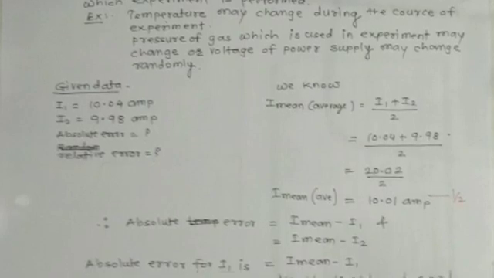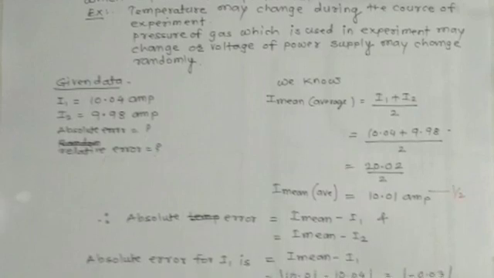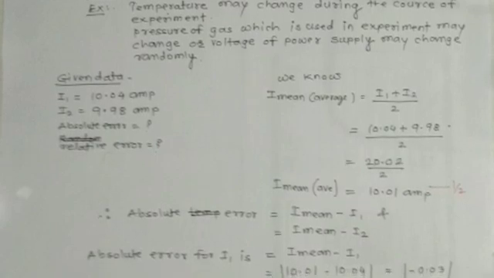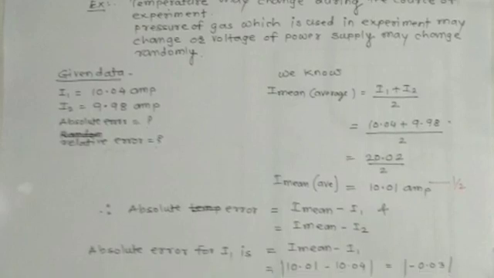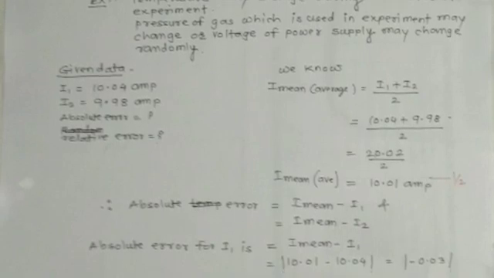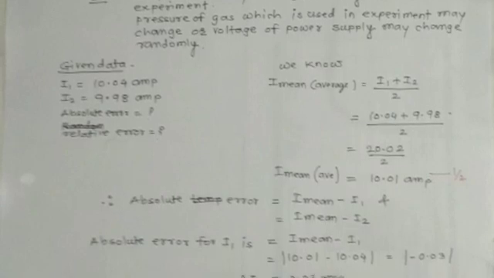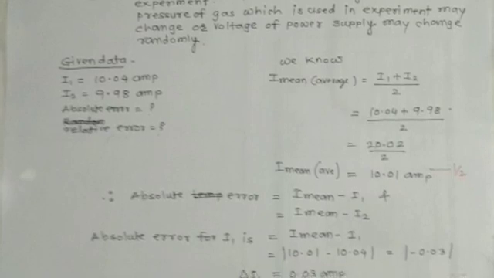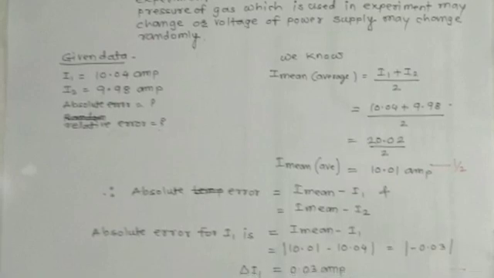So we can see the numerical. Given data: current I1 is 10.04 ampere, current I2 is 9.98 ampere. We have to find the absolute error as well as the relative error. First, we know that the mean or average value of current is equal to I1 plus I2 upon 2. Substituting the values, we get the answer 10.01 ampere, which is the mean value of current.